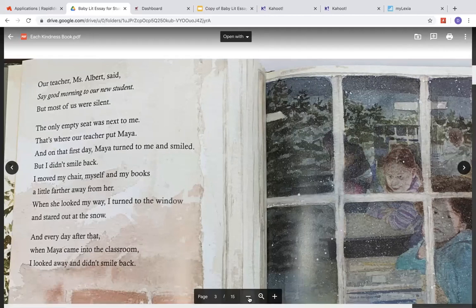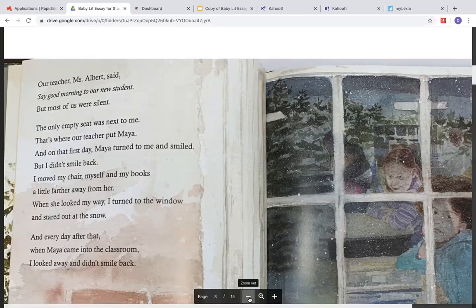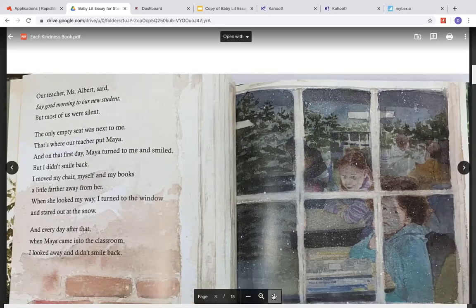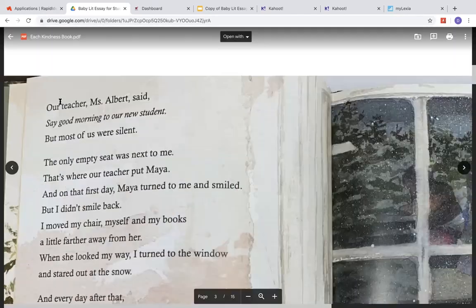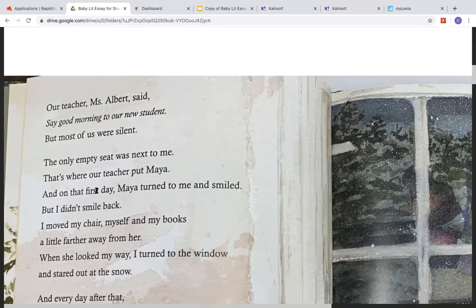Does that help, Kweku? No. Okay, Kweku, do you see this page? Can you see my page? Yes. This says, our teacher, Miss Albert, said, and then do you see how the letters underneath here look different? Yeah. That's what she's saying. So our teacher, Miss Albert, said, say good morning to our new student. This is what a quote is. A quote is something that somebody says.